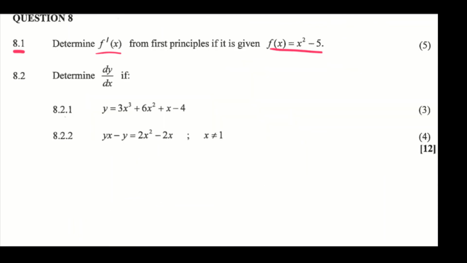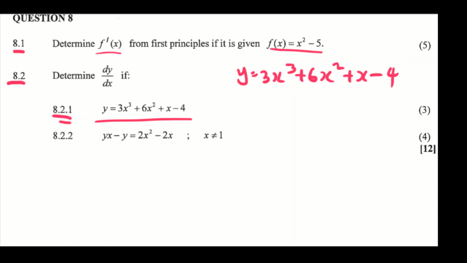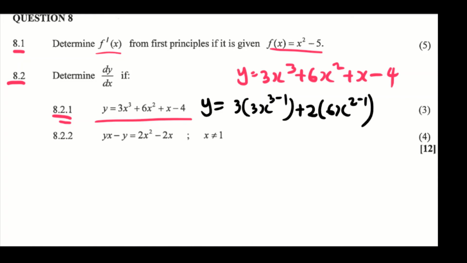Now we're just going to do 8.2, where we're asked to find the derivative of this expression in 8.2.1. So to find the derivative of this, we have y equals 3x cubed plus 6x squared plus x minus 4. Please indicate how you derive. Don't just give answers. So we're going to drop this 3, so it's going to be 3 into 3x to the power of 3 minus 1. There's marks for this, so you need to indicate 2 into 6x to the power of 2 minus 1 plus 1 minus 0, right?